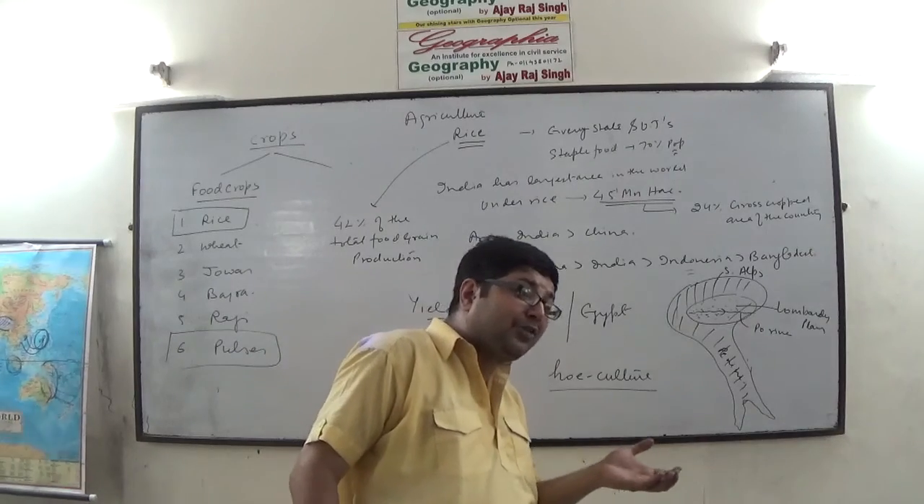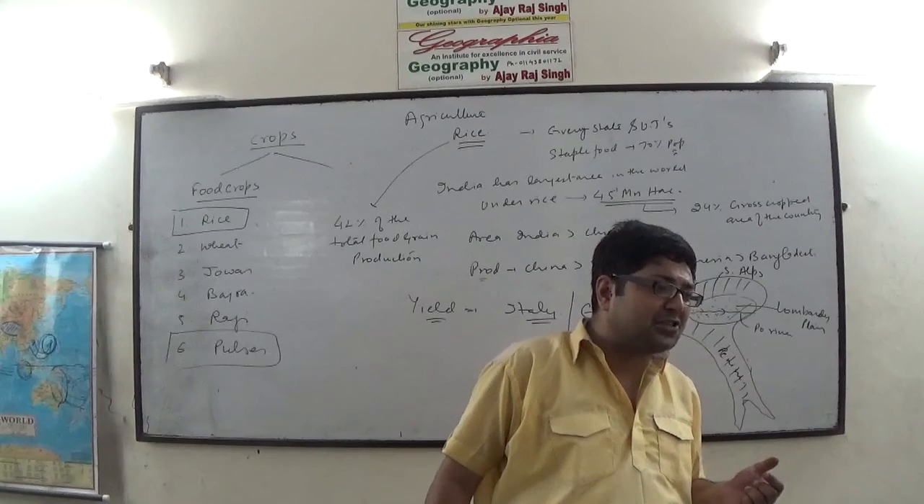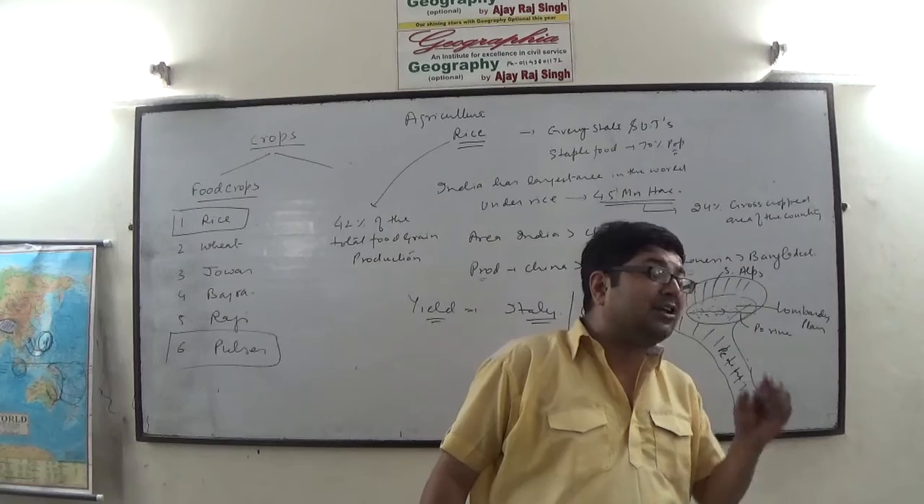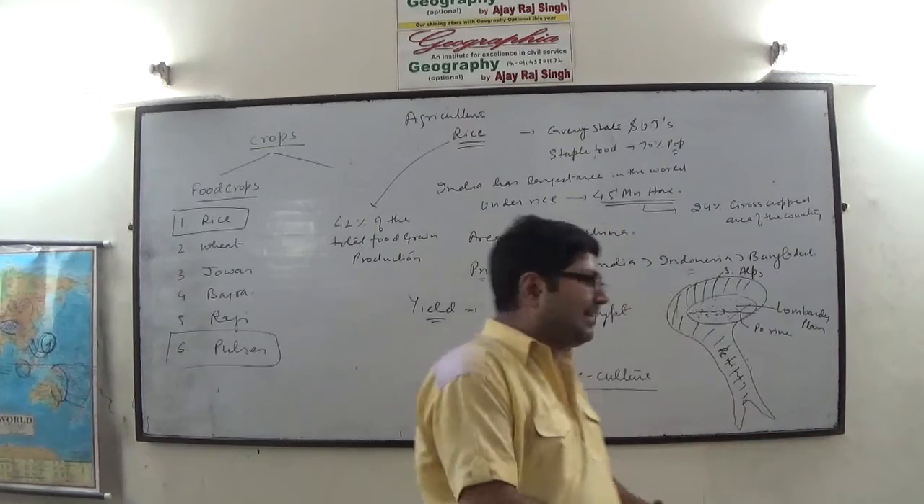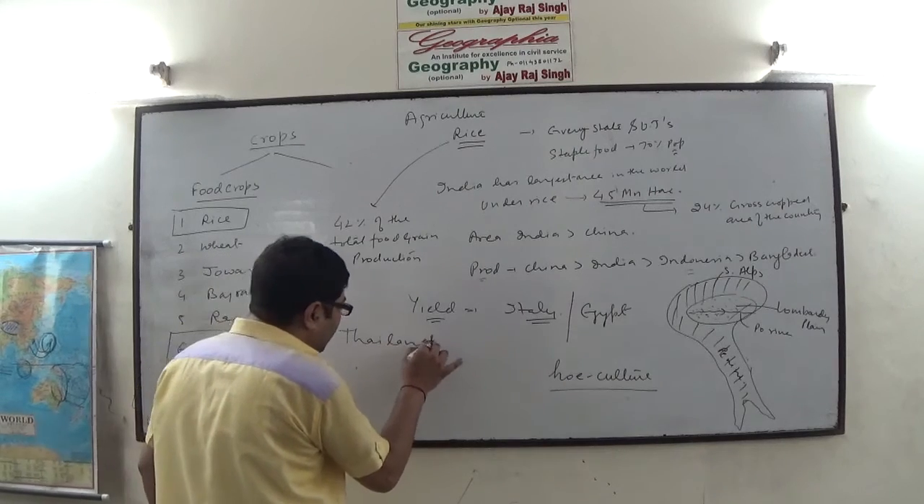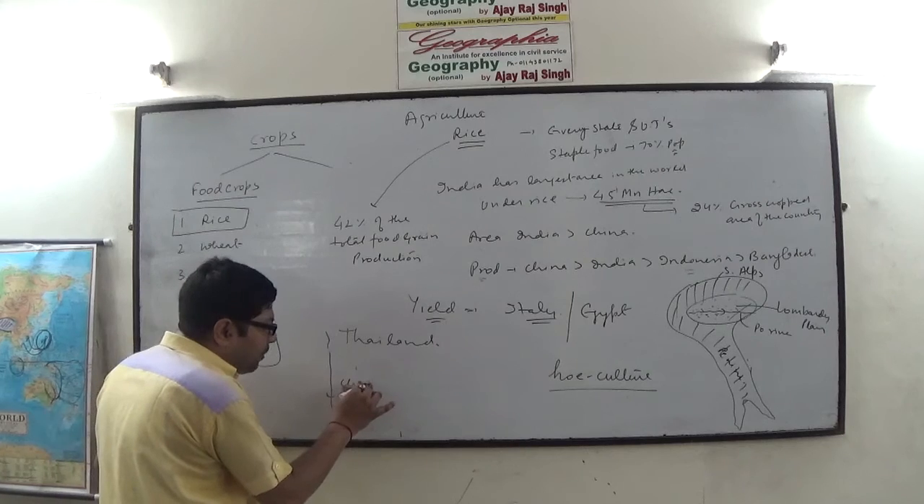In terms of export, Thailand happens to be the largest exporter. Recently India became the largest exporter, but usually it is Thailand. Thailand is the largest exporter of rice in the world. Here the rice cultivation is done in the Chao Phraya Delta.